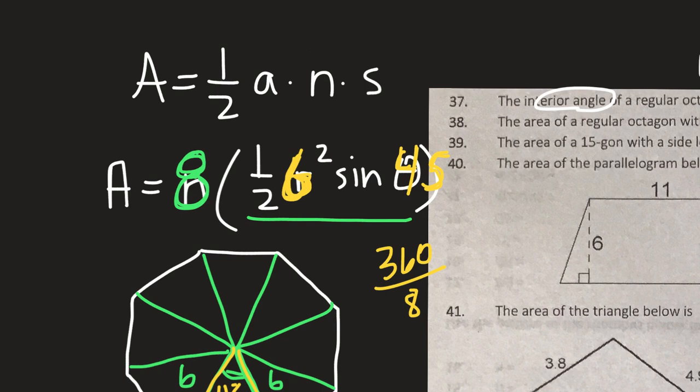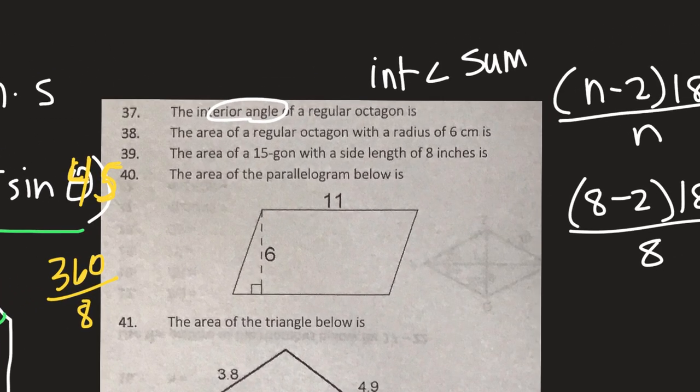Okay, so 8 times 1/2 times 6 squared times the sine of 45, making sure we're in degree mode, gives me 101.823, in fact.